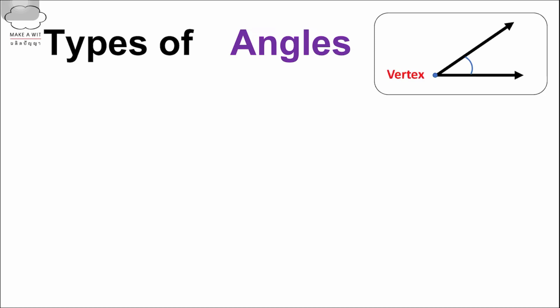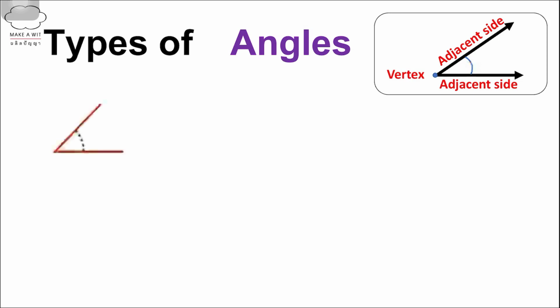And then two rays we call adjacent sides, okay? And it will create an angle over here. Alright, so there are a lot of types of angles. So let's start from the first one.